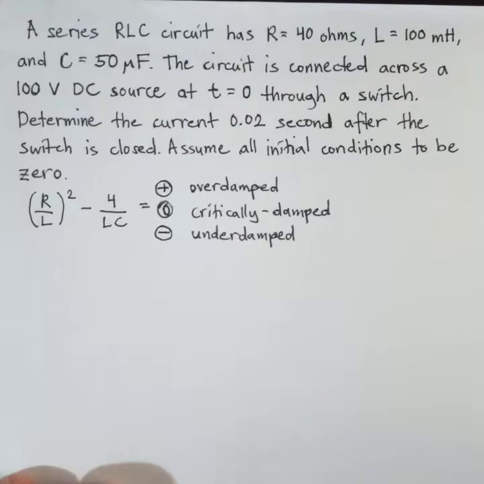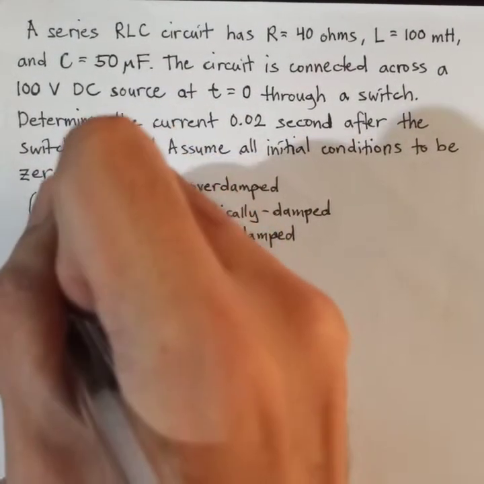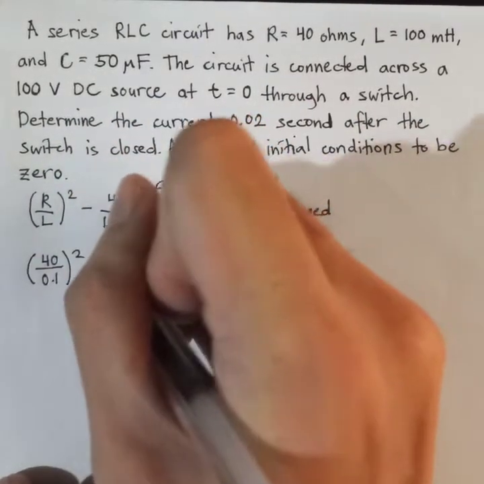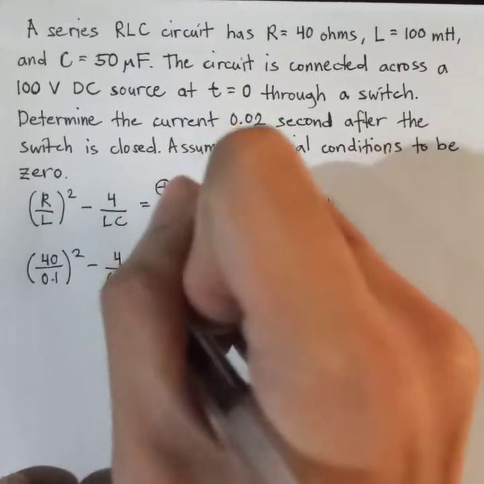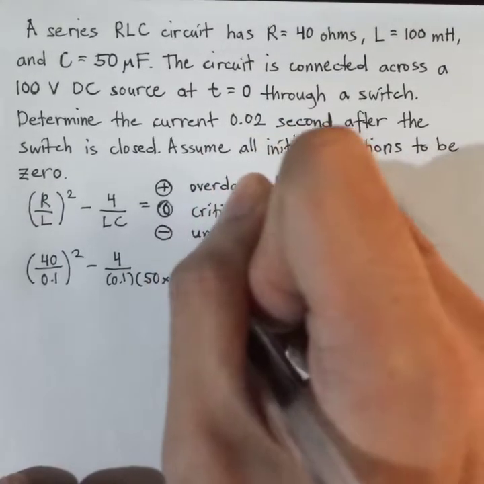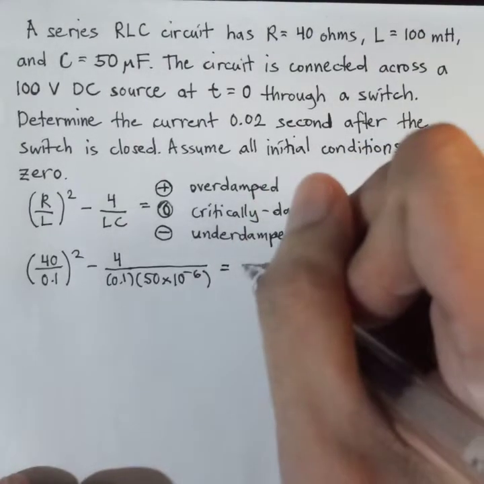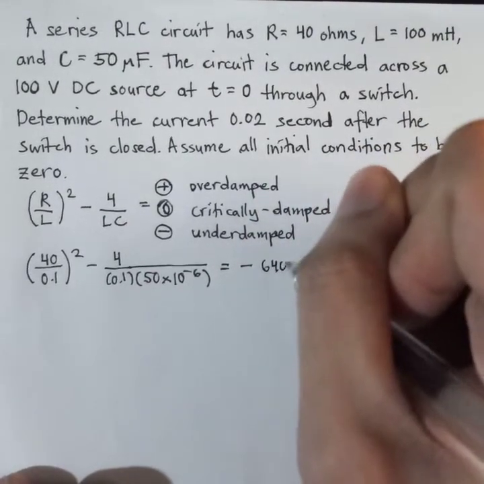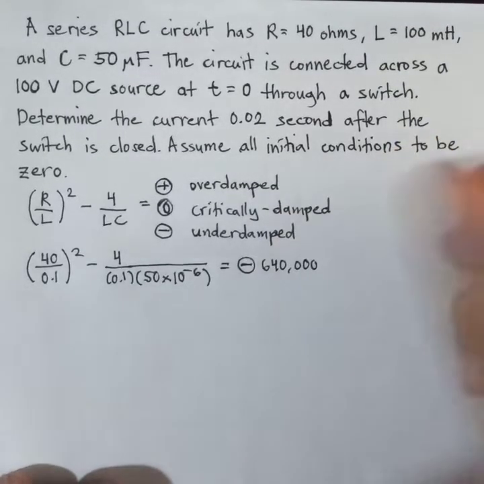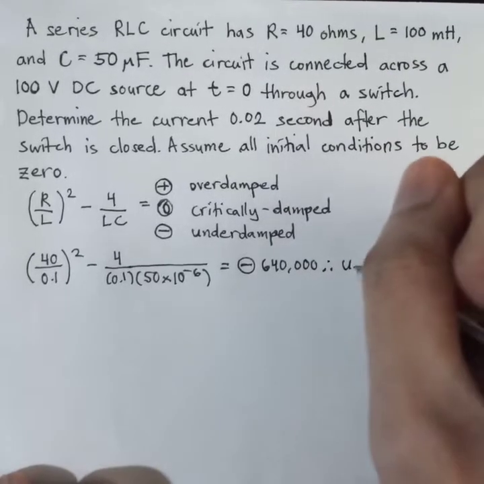Plugging the values in the problem, R is equal to 40, L is equal to 0.1, (40 over 0.1) squared, minus 4 over 0.1 times 50 times 10 raised to negative 6, that is equal to negative 640,000. So since this is negative, therefore the case is underdamped.